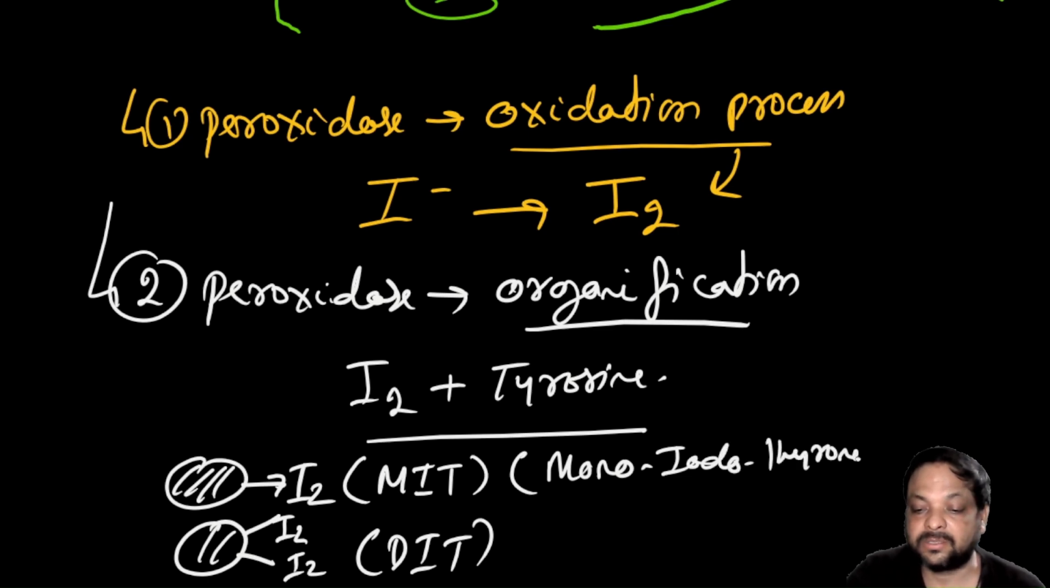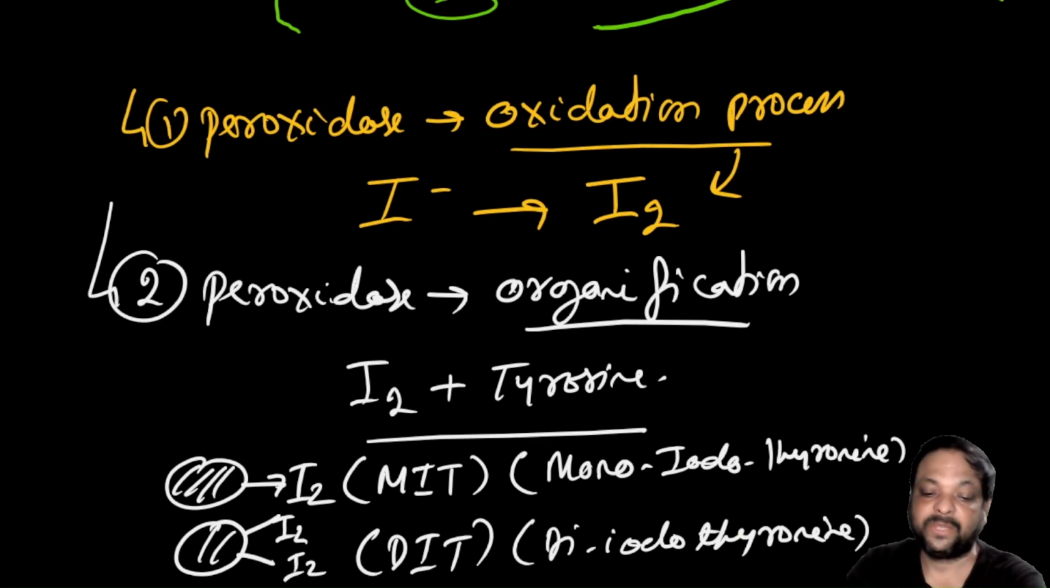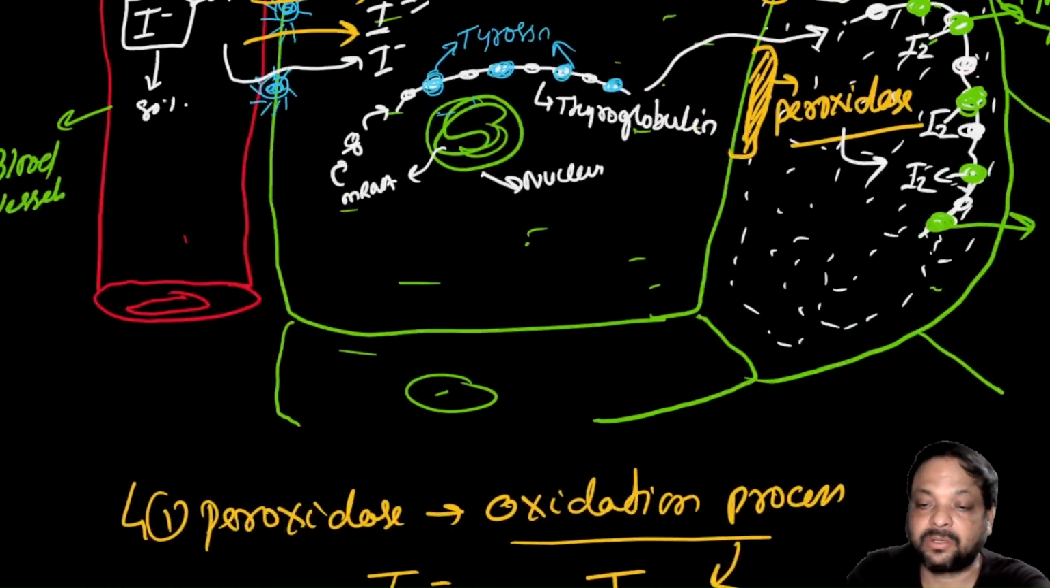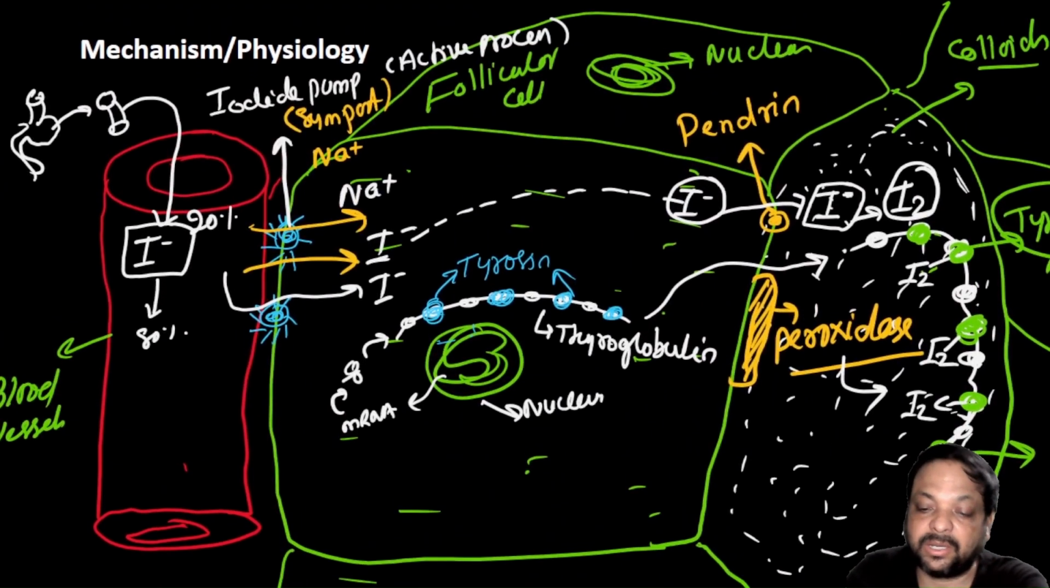This is called monoiodothyronine, and this is called diiodothyronine. Got it? So this is how organification takes place by the enzyme with the second function. So after organification, then what happened? The first function is over. The first function is called oxidation, and the second function is over, that is called organification.